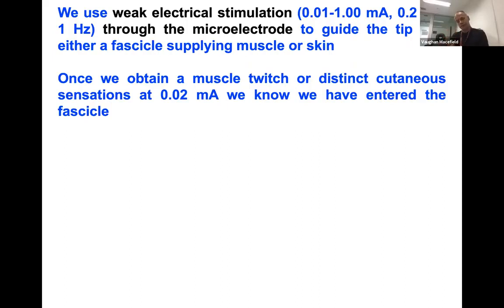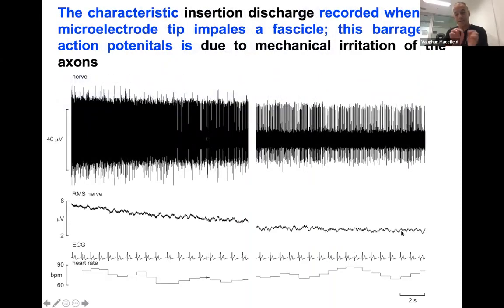So if we're getting dorsiflexion of the ankle, we know that we've got tibialis anterior, we can see the muscle contracting. If we've got extensor hallucis longus, then just the big toe goes up, and so on and so forth. Now, often as we are recording, as soon as we penetrate the fascicle or move from one fascicle to another, we get this characteristic burst of impulses, which we call an insertion discharge.